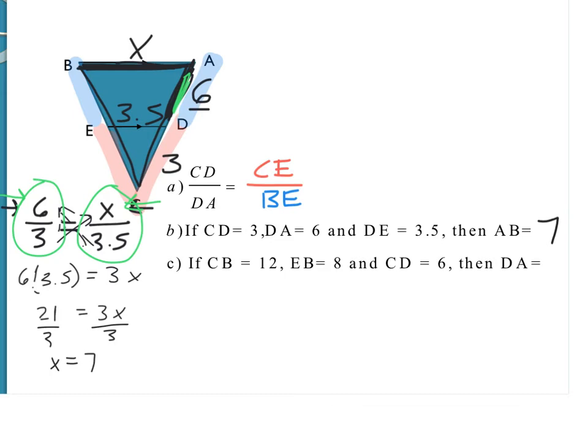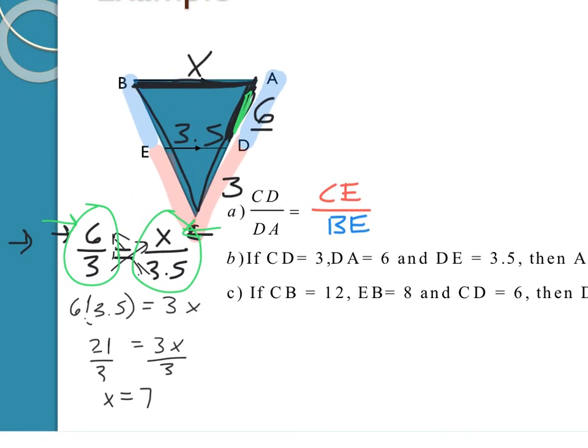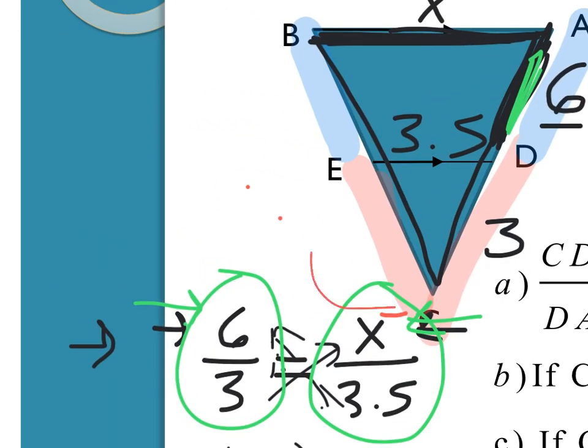Okay, now let's do part C. If CB is 12, so this whole thing here is 12.